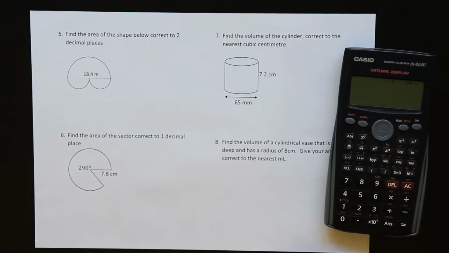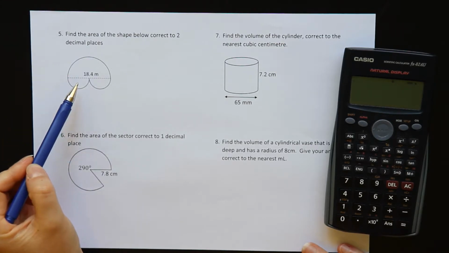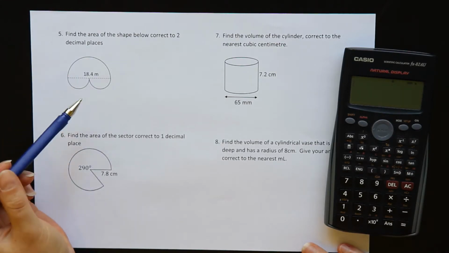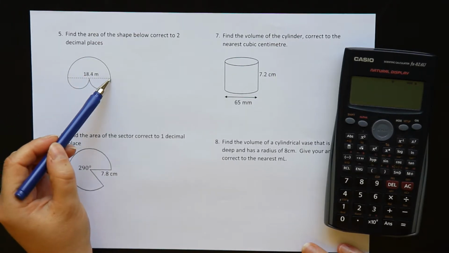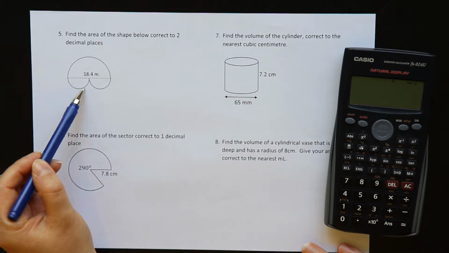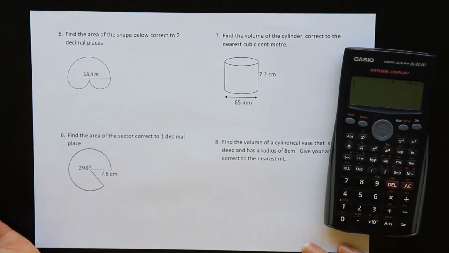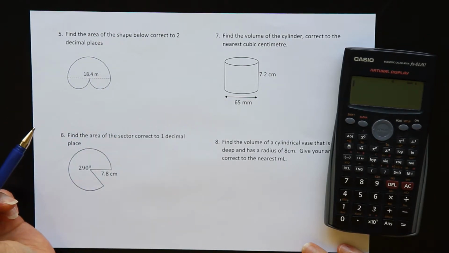Okay, let's have a look at question 5. We want to find the area of the shape below, correct to 2 decimal places. We have 2 different sized circles here. We have a large circle and we have 2 smaller half circles here. To do the area, we need to know the radius of the circles.